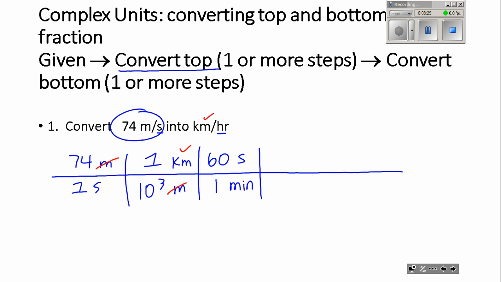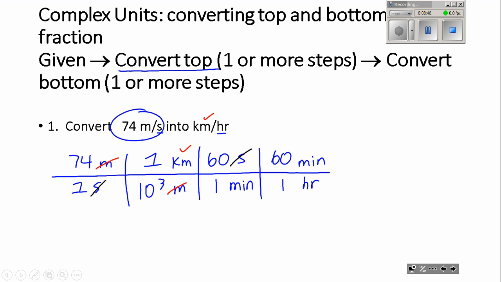So we've got that. Let's cross out seconds. We're done with that. We still need to keep going though, because we need to get to hours. So we're going to take that unit of a minute and go to the top and turn it into an hour. So we know that in 1 hour there are 60 minutes. And at this point, we're ready to solve this problem.